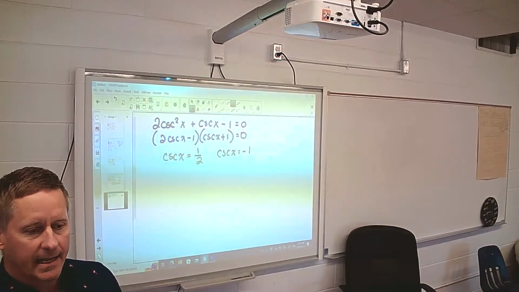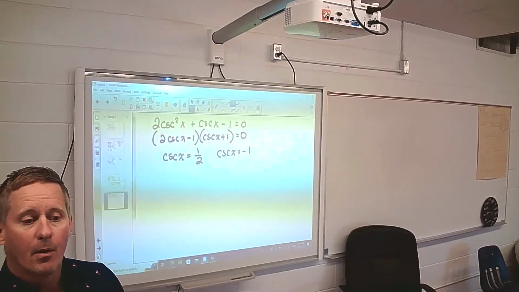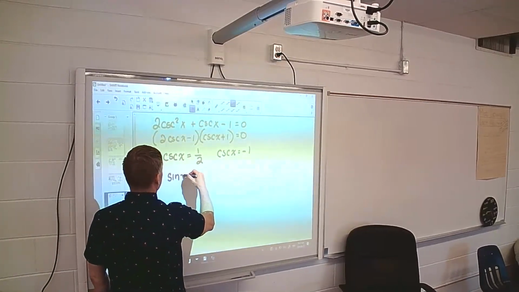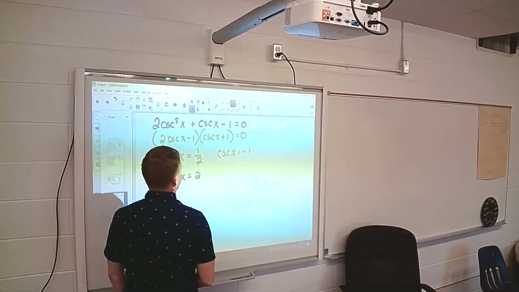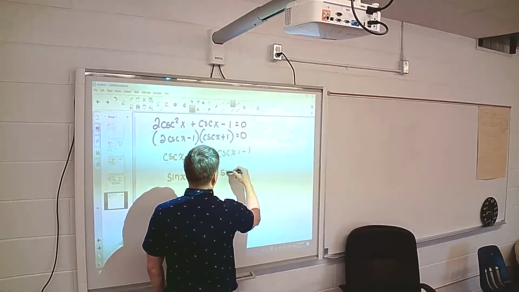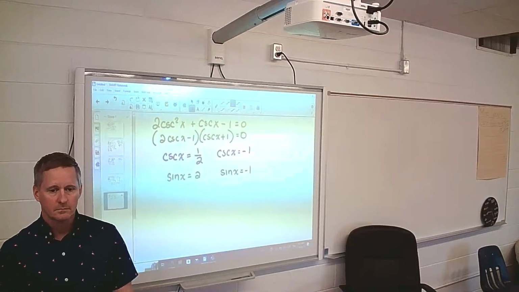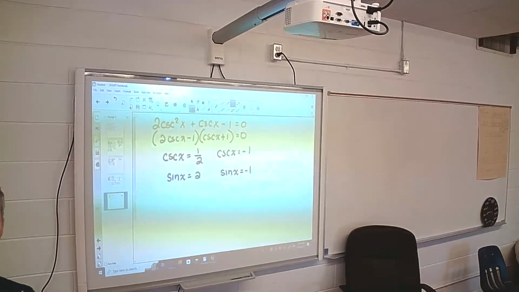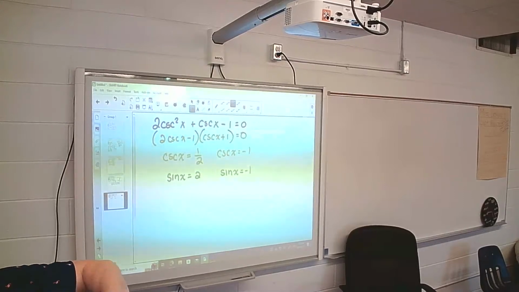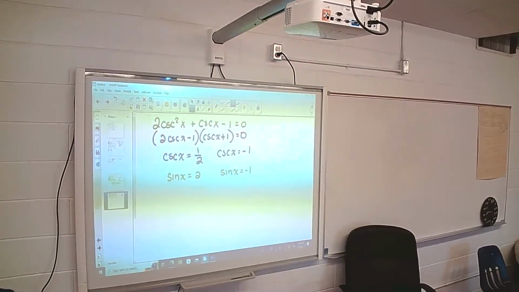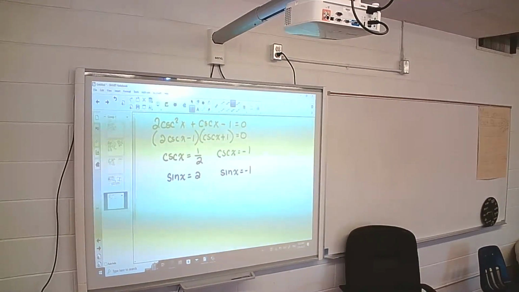Flip both sides. This becomes sine x equals 2. This becomes sine x equals negative 1. Do we follow that? Cosecant is 1 over sine, so I flip it, and whatever I do to the left, I have to flip the right side as well. Okay, where does sine x equal 2?